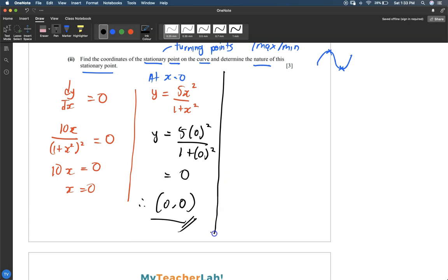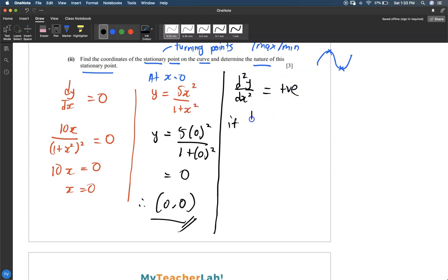To get the nature of a stationary point, you have to do the second derivative. So you get the second derivative of this. I'm just a bit too lazy to show the full steps. So you need to get the second derivative of this, and then check what you are getting. In our case, we're going to get d squared y over dx squared equals a positive value.